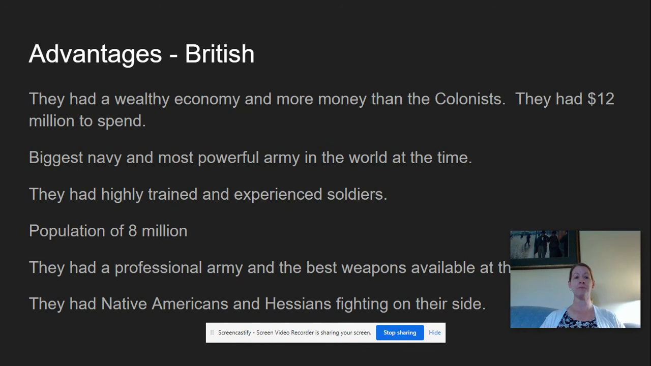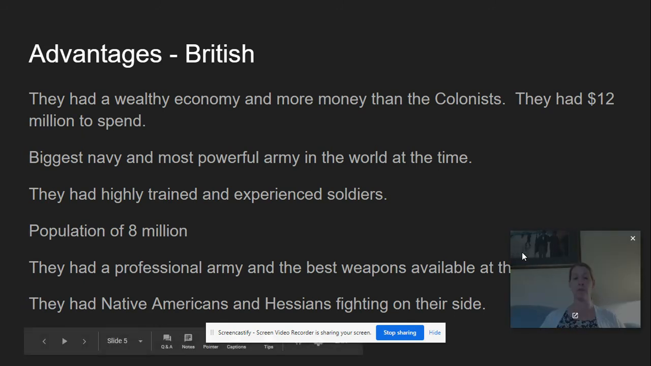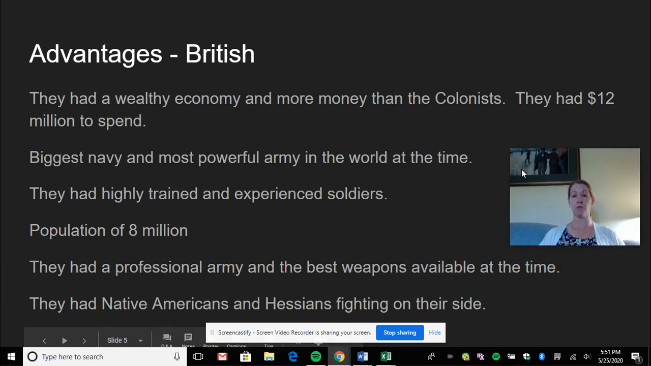Advantages for the British. They had a wealthy economy and more money than the colonists. They actually had $12 million to spend. And remember, this is about 240 years ago, so 12 million would go a lot further today. The biggest navy and most powerful army in the world at that time is what the British had. They had highly trained and experienced soldiers. They had a population of 8 million people, so they had a lot more people to draw from for fighting. They had a professional army and the best weapons available at that time. And they had Native Americans and Hessians, who were Germans, fighting on their side.